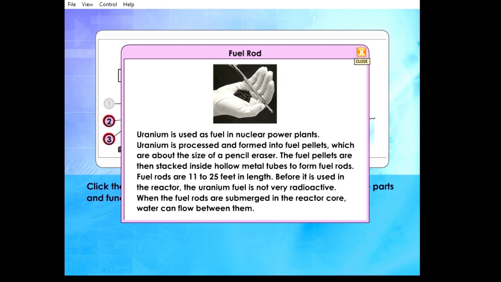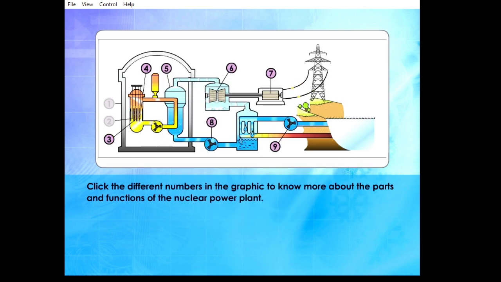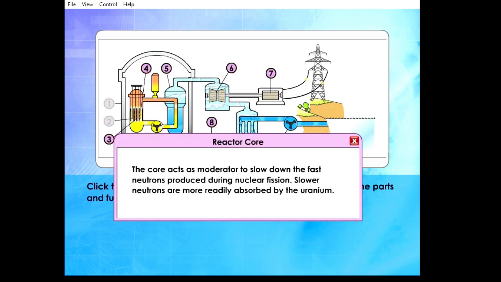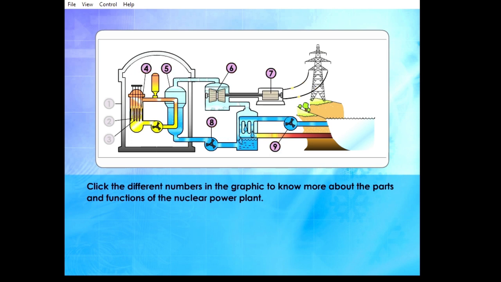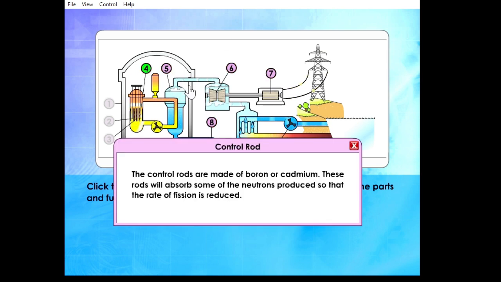When the fuel rods are submerged in the reactor core, water can flow between them. The water acts as a moderator to slow down the fast neutrons produced during nuclear fission. Slower neutrons are more readily absorbed by the uranium. The control rods are made of boron or cadmium. These rods will absorb some of the neutrons produced so that the rate of fission is reduced.